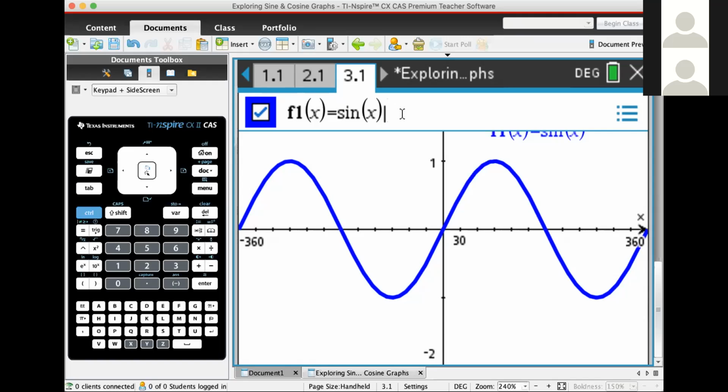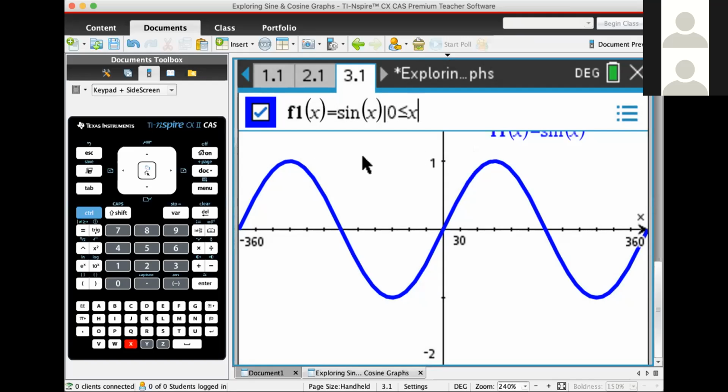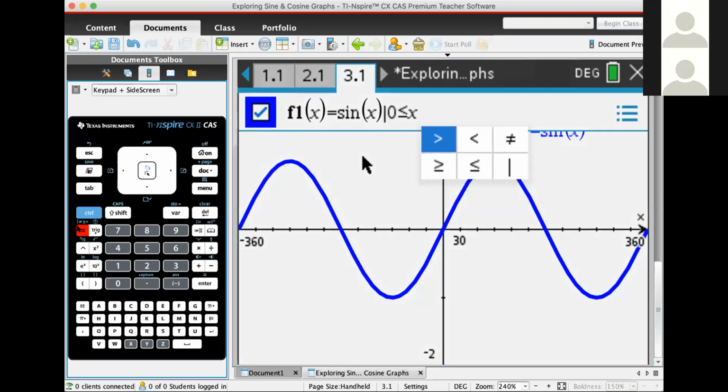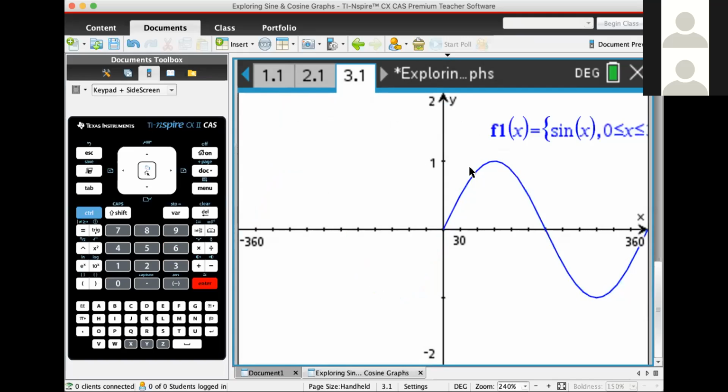So put that. You say, okay, 0, less than or equal to x, again less than or equal to 360. That's it. Hit enter. Voila. Just like that, all that thing that was there is gone.